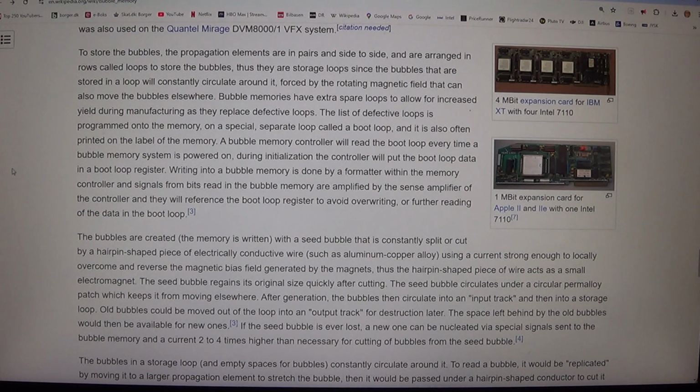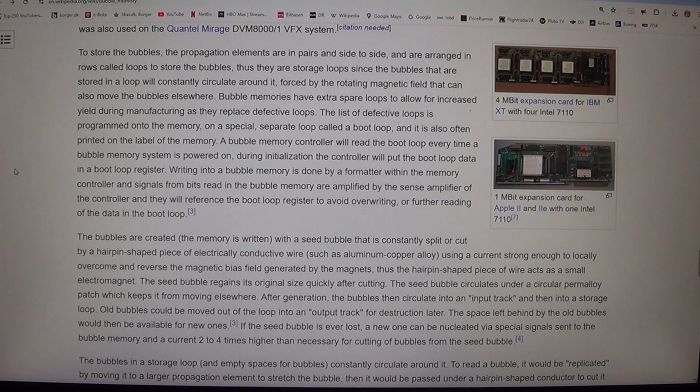Bubble memories have extra spare loops to allow for increased yield during manufacturing as they replace defective loops. The list of defective loops is programmed onto the memory, on a special, separate loop called a boot loop, and it is also often printed on the label of the memory. A bubble memory controller will read the boot loop every time a bubble memory system is powered on. During initialization, the controller will put the boot loop data in a boot loop register.